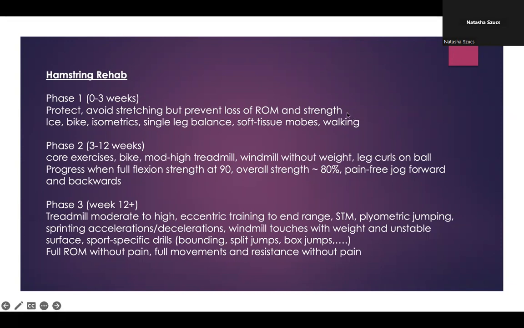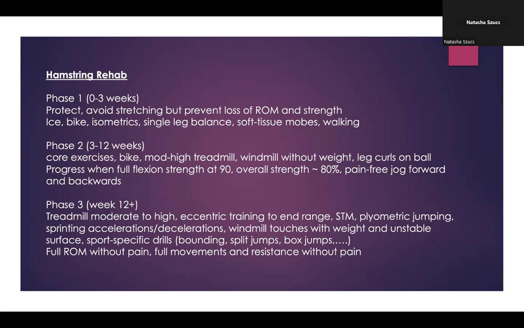basically up to beyond 2 months. Again, pretty variable. Windmill exercise without weight, and then you can work towards weight. Leg curls on the ball. Let's see, progress to full flexion strength at 90 degrees. And then when you get that, then you can move on. When you've got 80% of your strength, you can move into the next phase. But you want to be basically pain-free with jogging forward and backward.